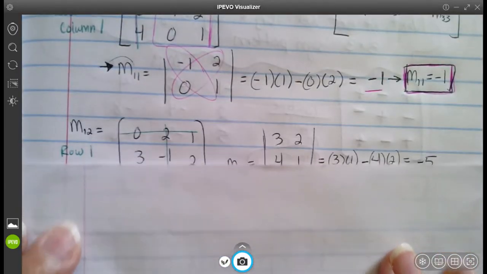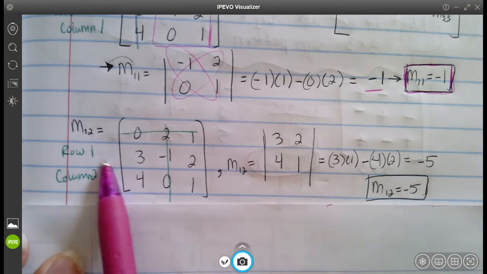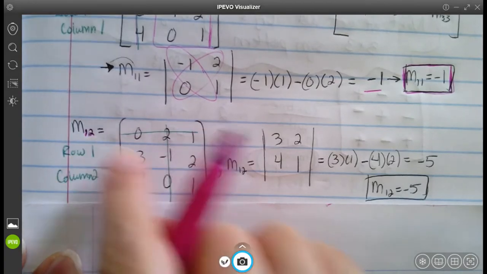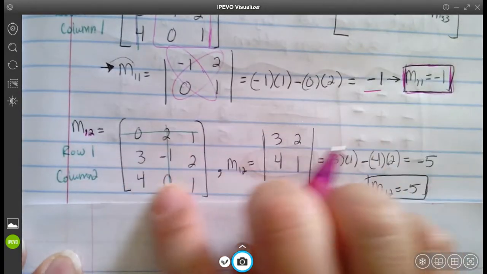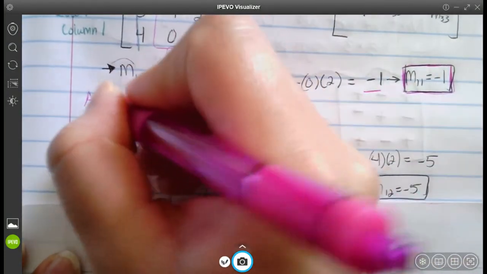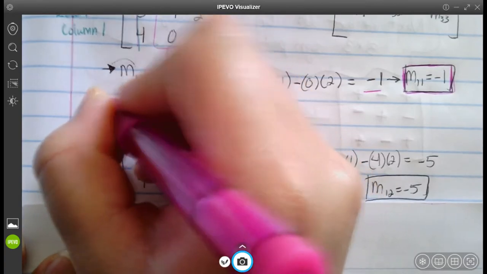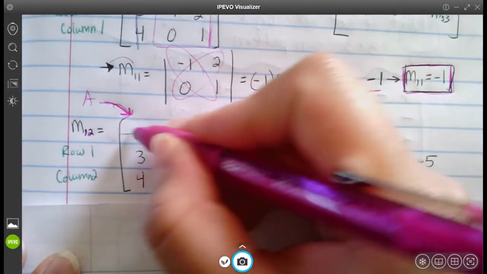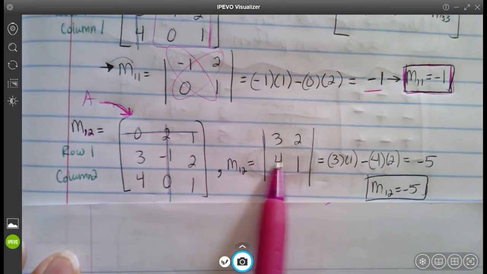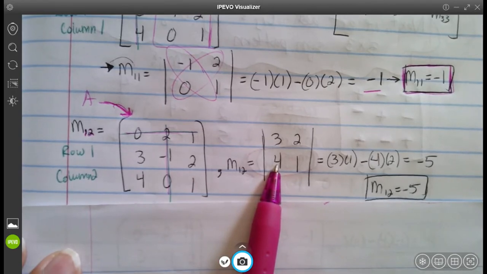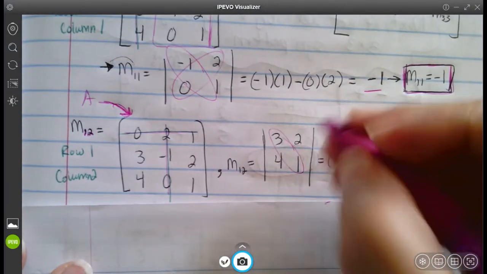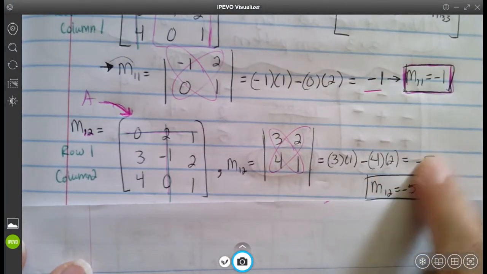So for M12, now we're looking at row 1, column 2, just look at the little numbers. Again, here's the same exact matrix from the original. This is matrix A. Don't get confused on where this is coming from. We're going to cross out row 1 and column 2, and the numbers that are left over become our mini matrix that we use to find the determinant. So 3 times 1 minus 4 times 2 gives me -5.